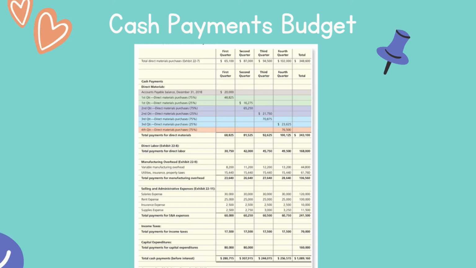Okay, now cash payments budget, we're gonna add all of our payments. So we did direct materials, then direct labor, then manufacturing overhead, then selling and admin expenses, then income tax, then capital expenditures, and here I need to add all of them together. Okay, so we need to add all of them to get total cash payments before interest. Okay, because we're gonna talk about interest in the cash budget in the following video.